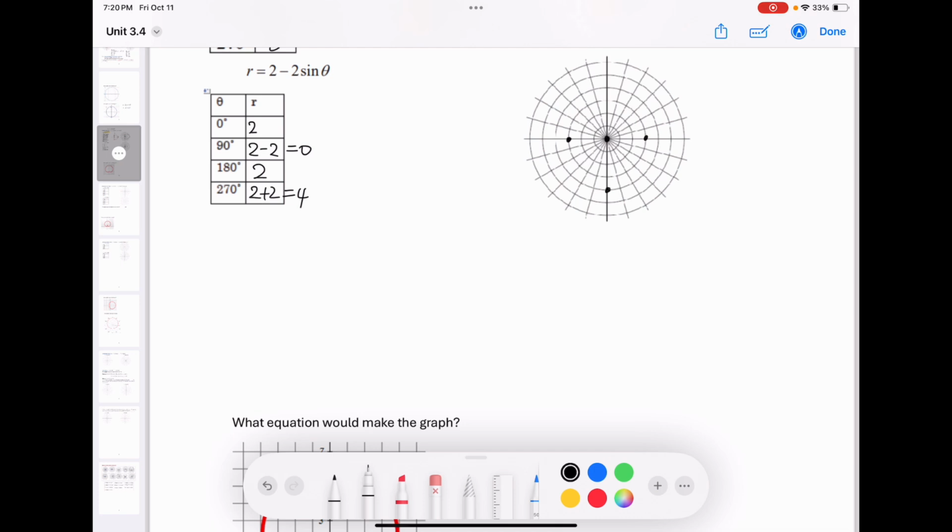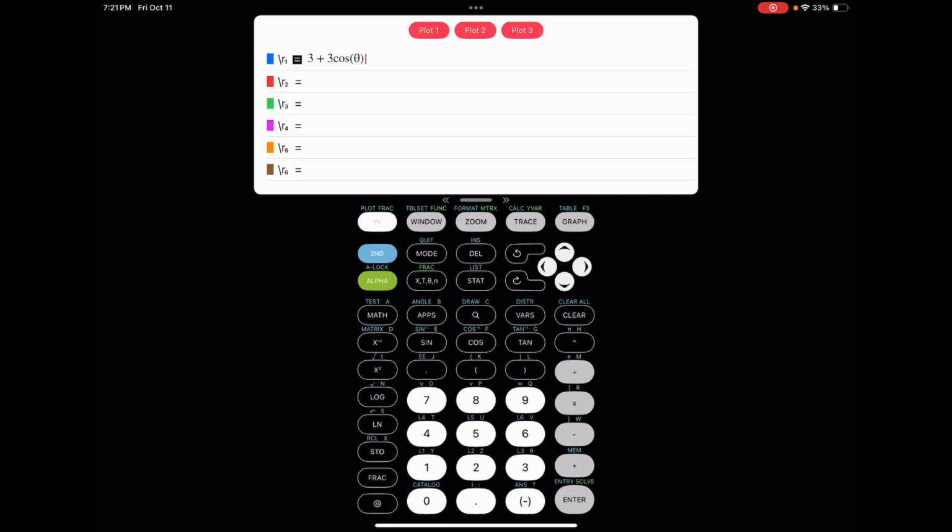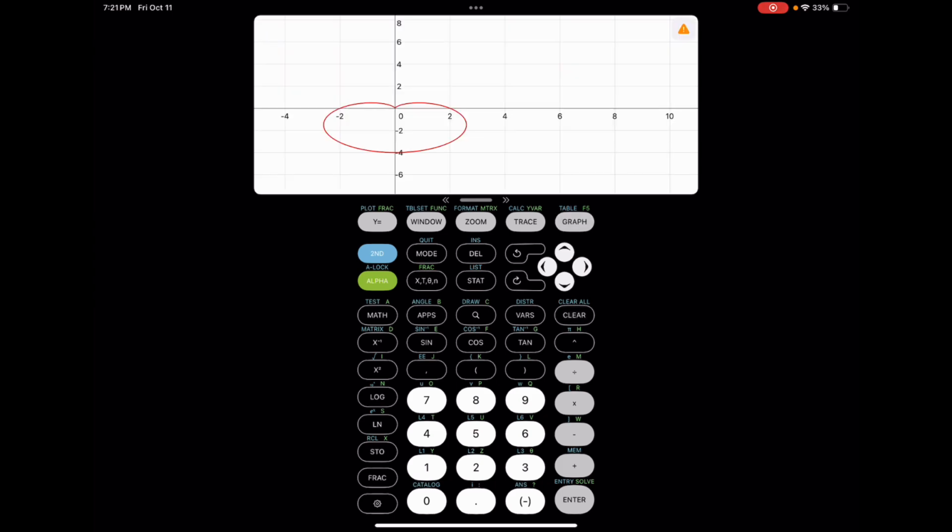We have these points, but these points are not good enough. We can use our calculator, plug in the equation in the y equals something. So plug in our equation here. The equation is 2 minus 2 times sine theta. So we can graph. Okay, we can delete the first one. So yes, it's a heart shape.